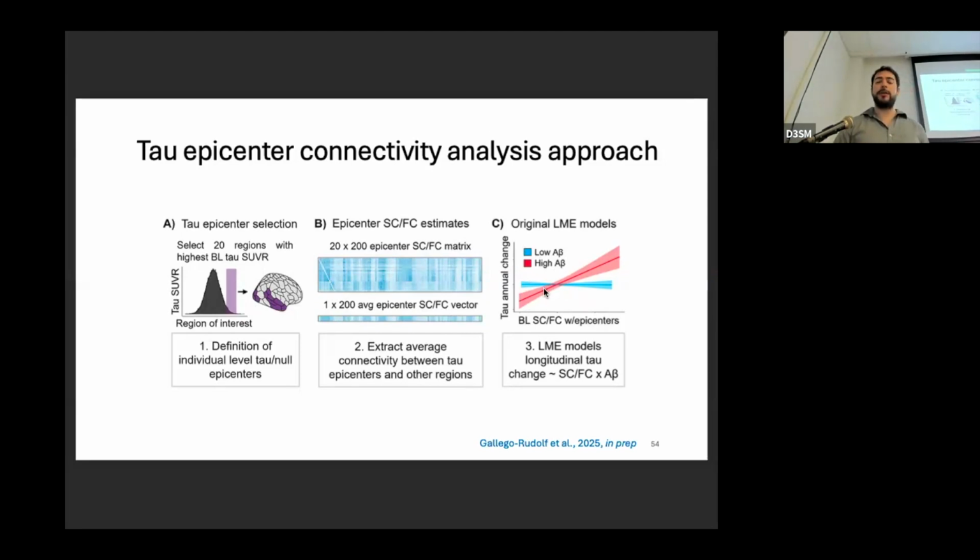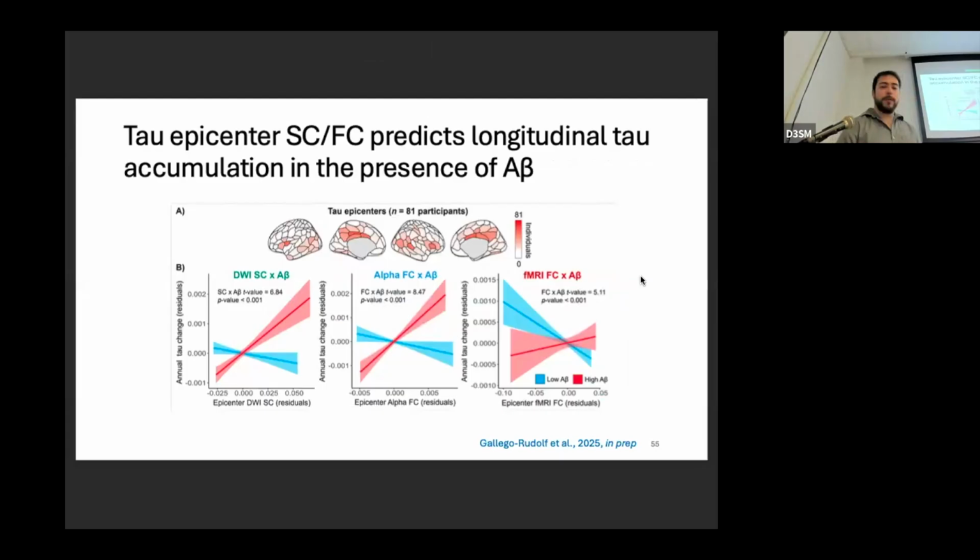So again, I use linear mixed effect models in order to see whether the structural and functional connectivity was associated with tau accumulation. And we incorporate the global amyloid burden as an interaction term to see whether the amount of amyloid is going to be modulating this association between connectivity and tau accumulation. So this figure exemplifies the main result that we got from this project.